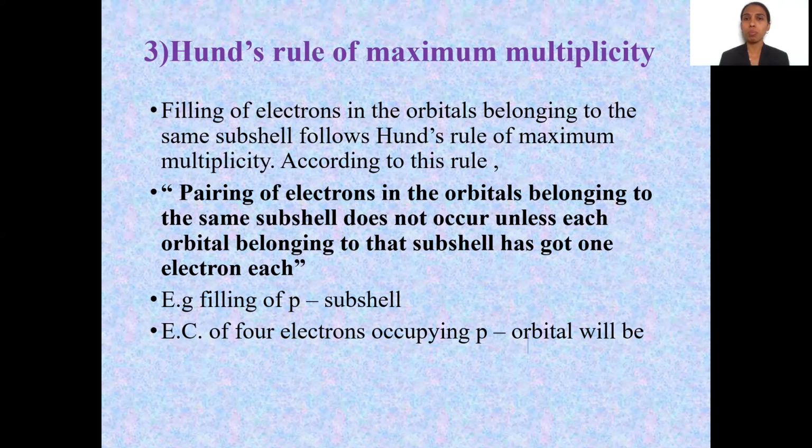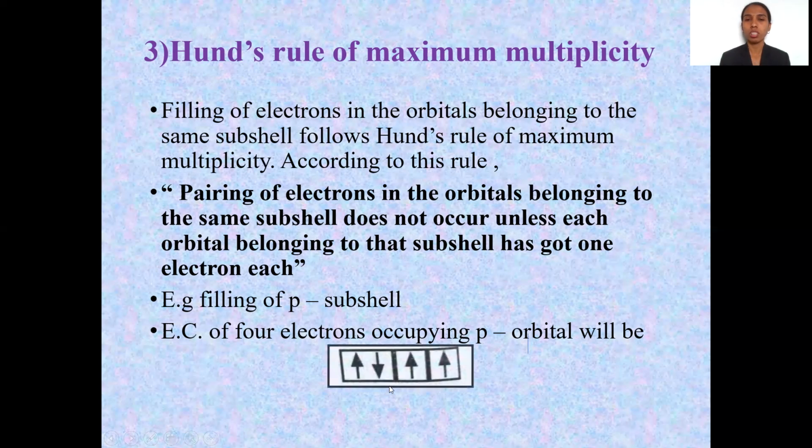dxz, dx square minus y square and dz square, 5 orbitals. So in the orbitals within the same subshell, in what manner will we fill the electrons? Hund's rule explains all this. So according to Hund's rule, if we want to fill the p subshell, now see here the example. Suppose we have considered an atom in which 4 electrons are there. Now how can we fill these 4 electrons? The electrons will be filled in this way, means the 3 orbitals are there. So first electron, second electron, third electron, and then the fourth electron will pair up with the first electron.